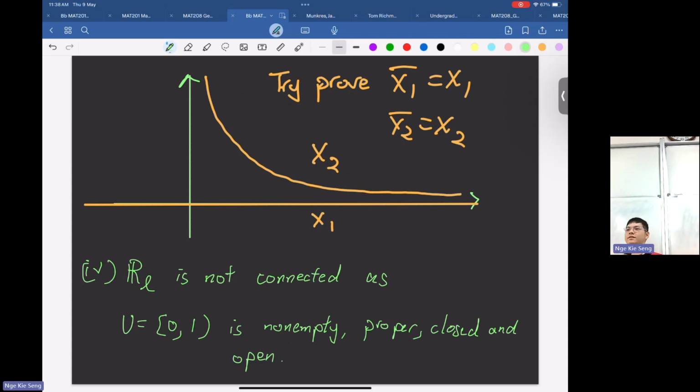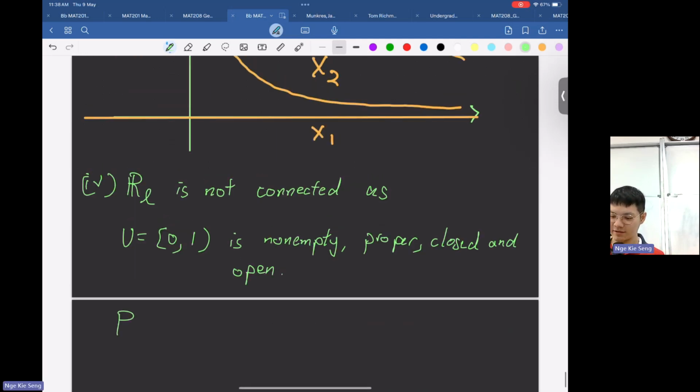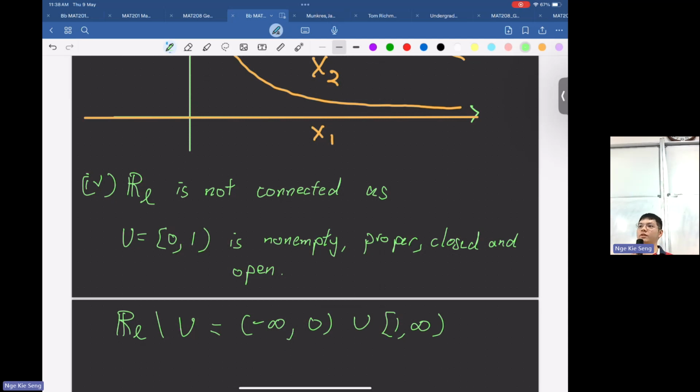How to show a set is closed? Definition. Yes, the complement is open. What's the complement of this set? Negative infinity to 0, and then 1 to infinity. So these are two open sets in the lower limit topology, and the complement is their union.